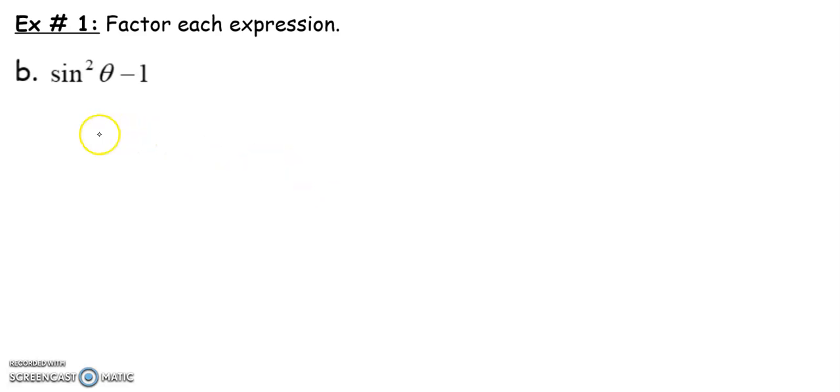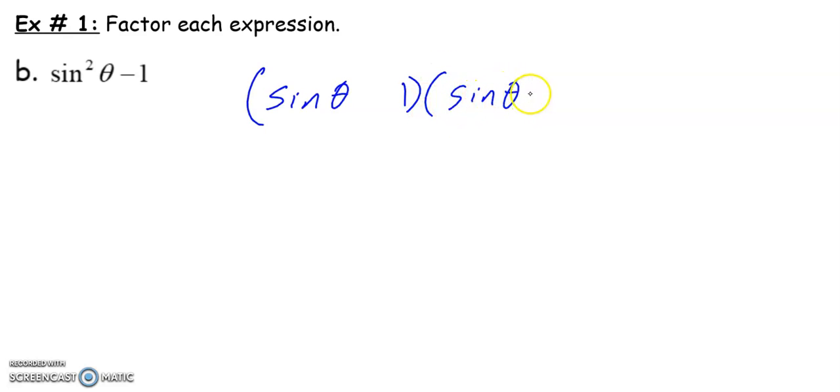Kind of like what we've always done with our factoring. This is also a perfect square. Notice we have sine squared theta. 1 is also a perfect square. Just because it's sine squared doesn't mean it's not a perfect square. So we're going to factor this. We get sine theta and a 1, and sine theta and a 1. We get a minus and a plus, or a plus and a minus, and we have factored.